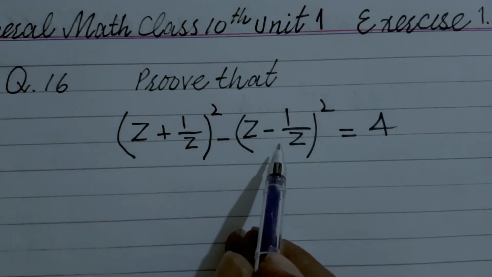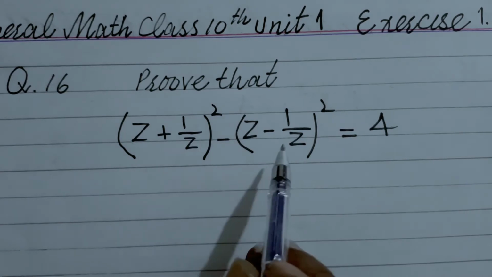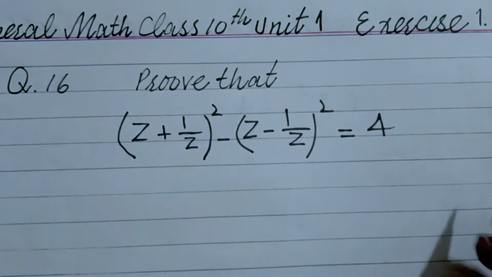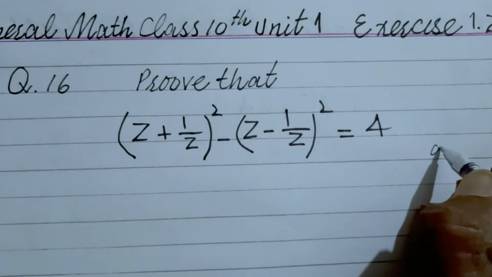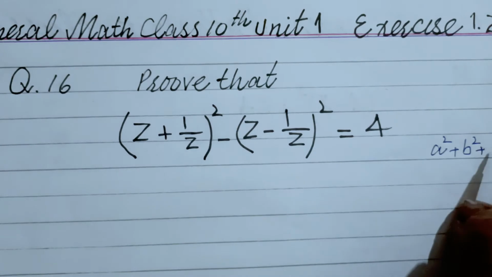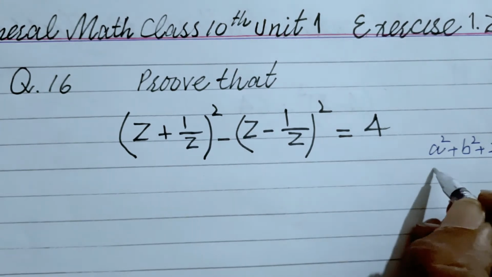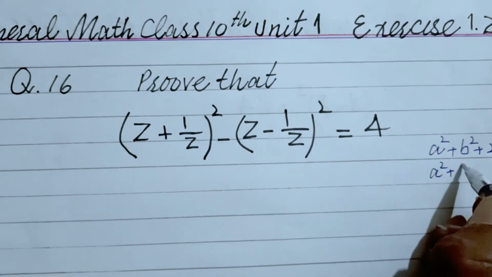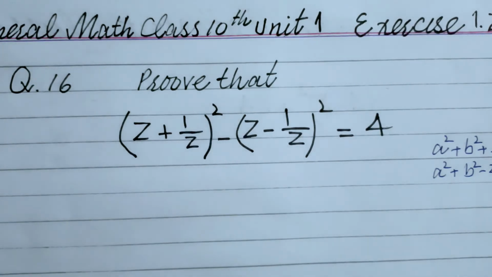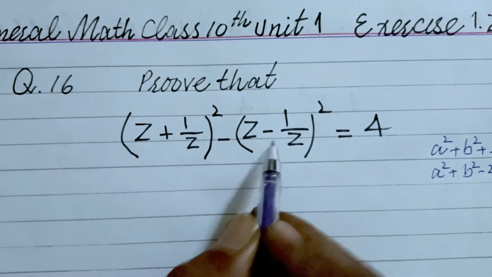There are two squares, and we open the squares according to the rule: a square plus b square plus 2ab, and the second rule, a square plus b square minus 2ab. So there are two squares, 1 and 2.